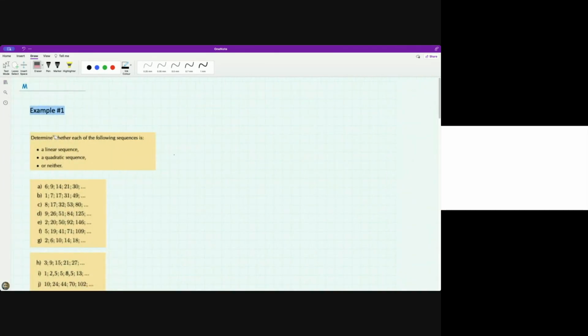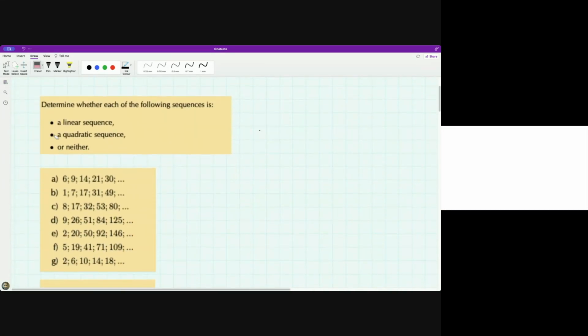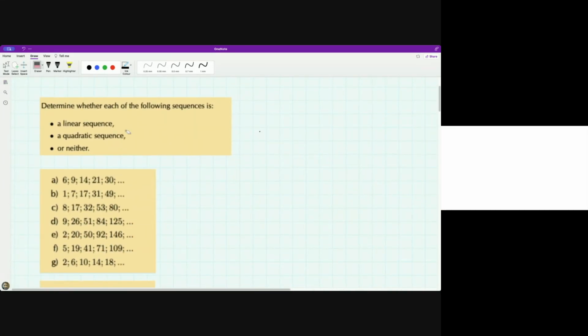A bit of identification. So you have three choices. We'll say a linear sequence is number 1, a quadratic sequence is number 2, and something else is a 3. Can you identify what type of number pattern A is? You can give me an answer of 1, 2, or 3.